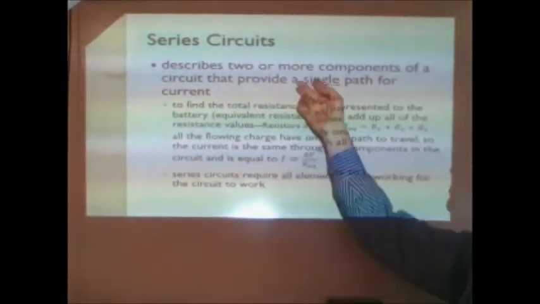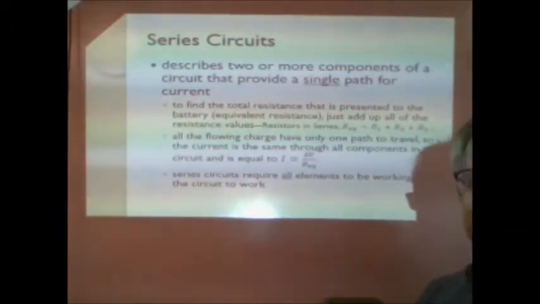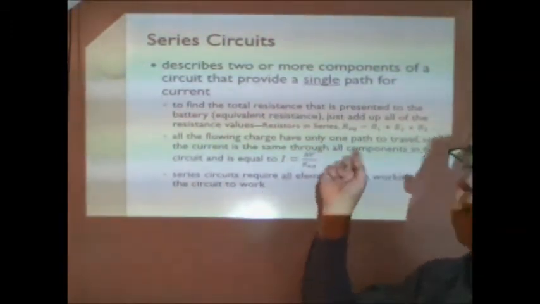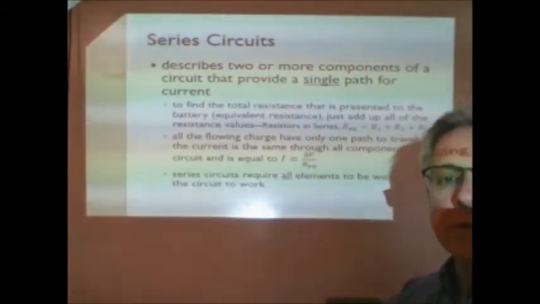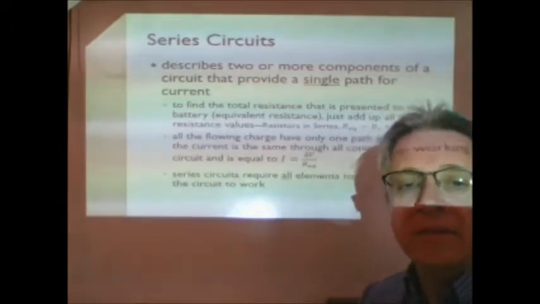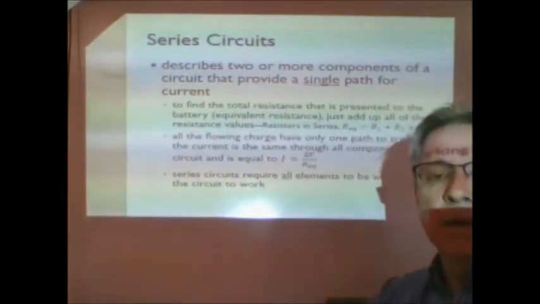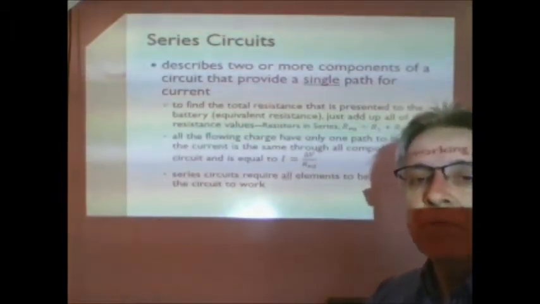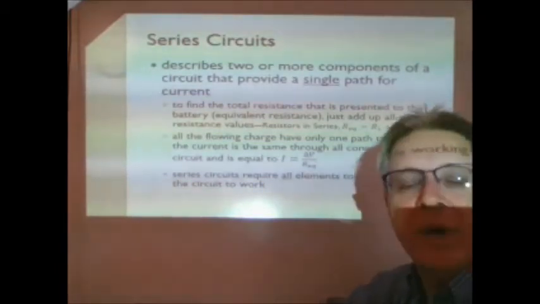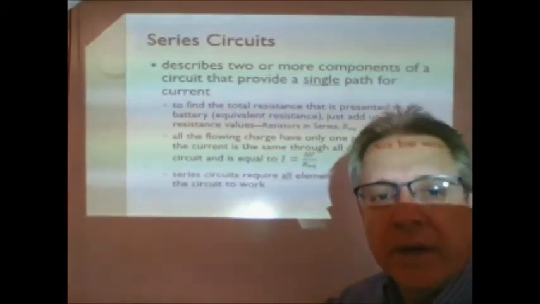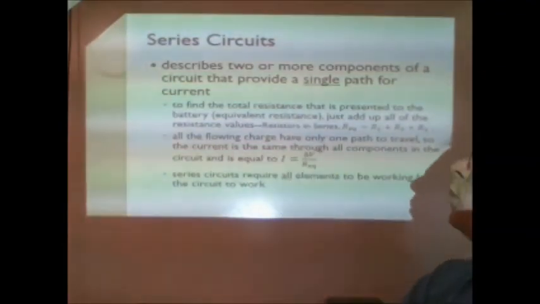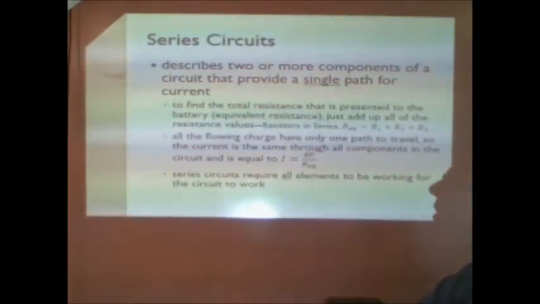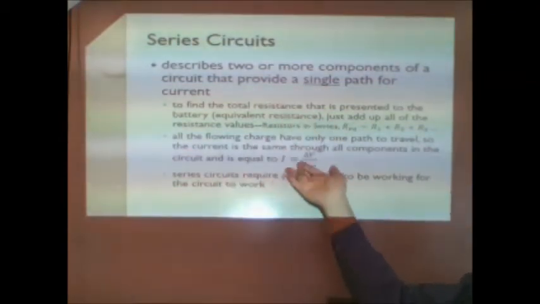So a series circuit basically just means that we have a circuit that has a singular path that the current must flow through. There's no choices that the current has to take any other path. It must follow one path from the positive terminal of the battery to the negative terminal of the battery. And so those kinds of circuits have the following characteristics.